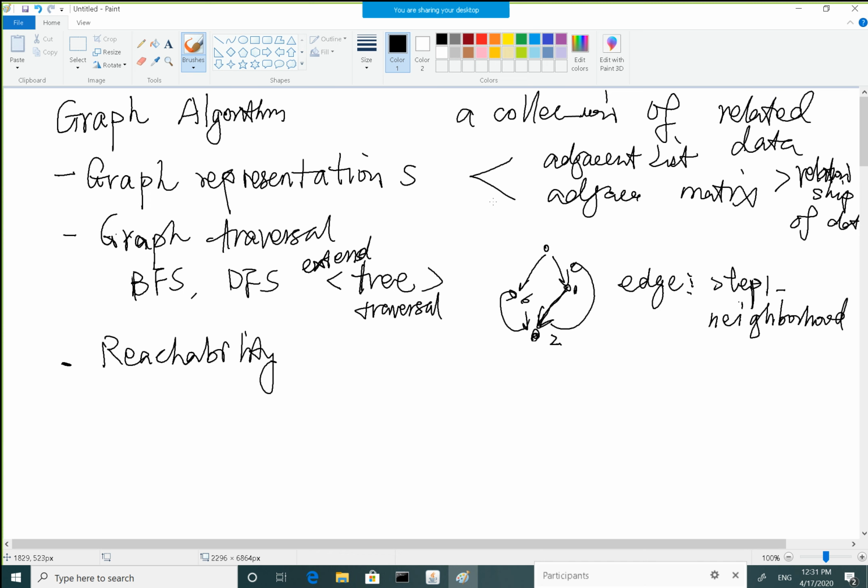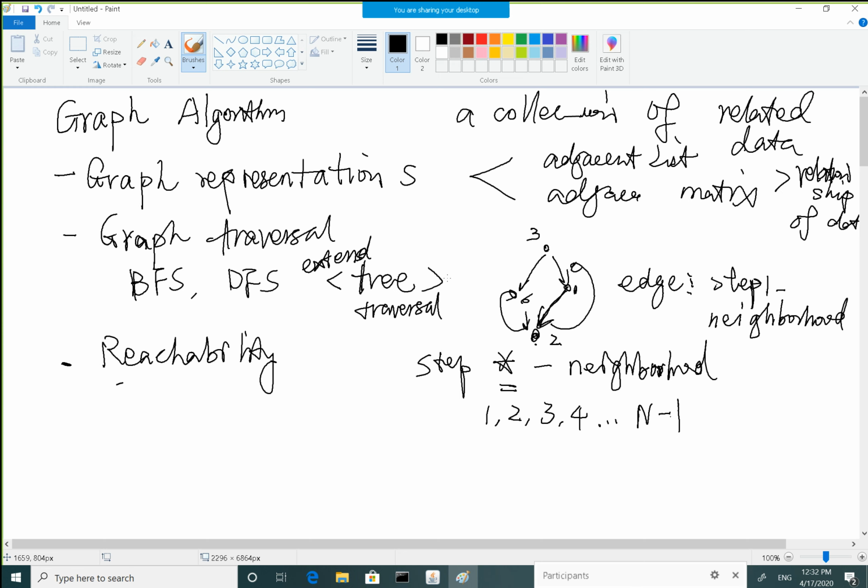And then, with reachability, it's not only about who is connected with which one. Reachability corresponds to, for vertex 3, can 3 reach 2 or not? Can 2 reach 3 or not? Right? And when we talk about reachability, we talk about the step star neighborhood. This star could be 1, 2, 3, or 4. If we have n nodes, it could be n minus 1, but not beyond that, right?